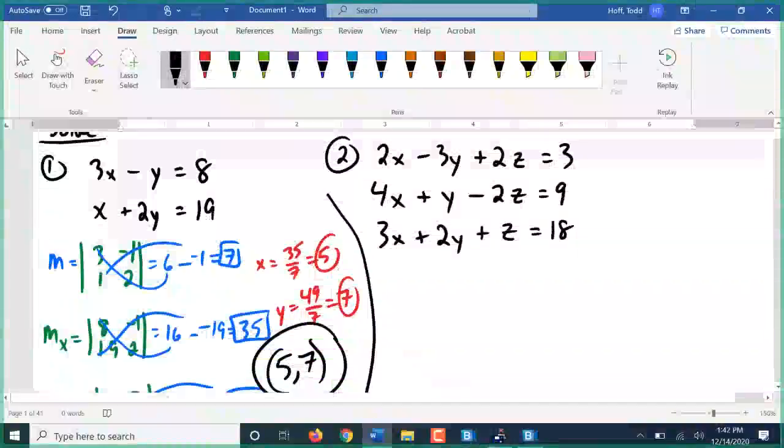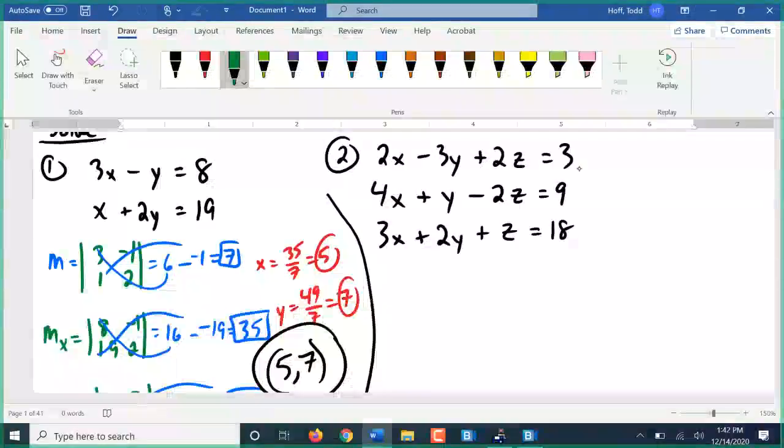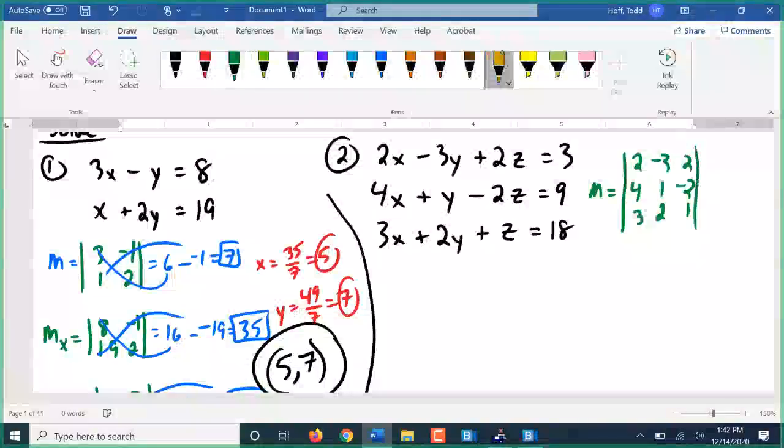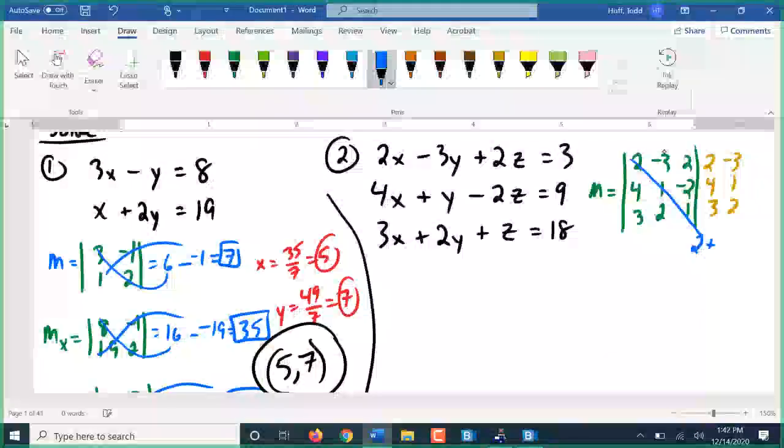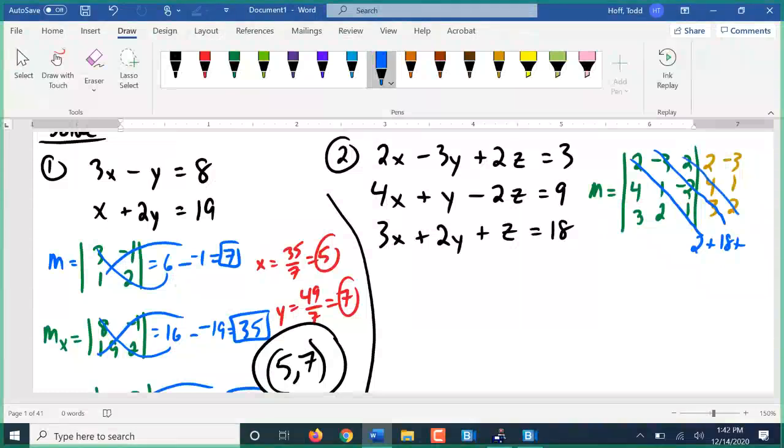Second equation over here, we're going to go ahead and do Cramer's rule again. Our base matrix: 2, 4, 3, negative 3, 1, 2, 2, negative 2, 1. And we'll recopy those columns. Going down, 2 times 1 is just 2. Negative 3 times negative 2 is positive 6, times 3 is 18. 2 times 4 is 8, times 2 is 16. That gives me 36 going down.